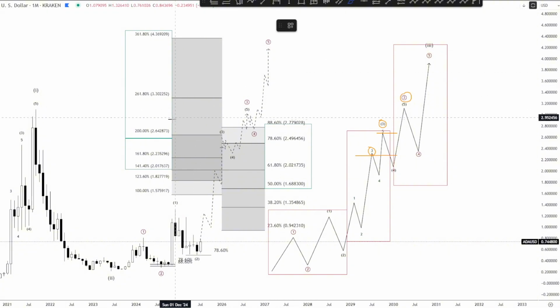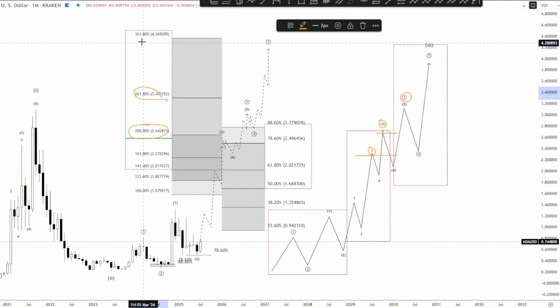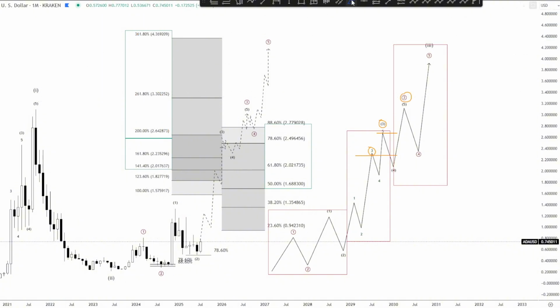The third wave of a third wave most of the time hits the 200% level, sometimes this level, and yeah, it's quite rare, but it sometimes happens. So most of the time it's moving within this box here. But these both here are not that likely, so let's just rule them out, just to take only the highest probabilities.